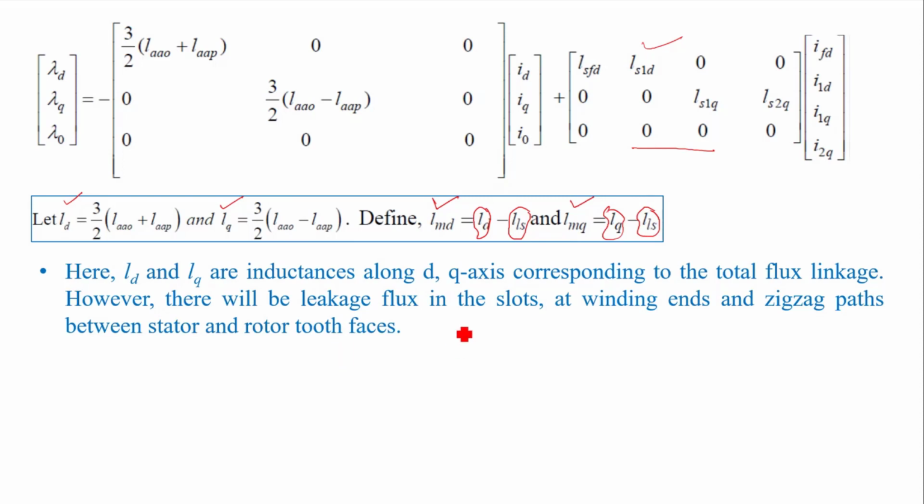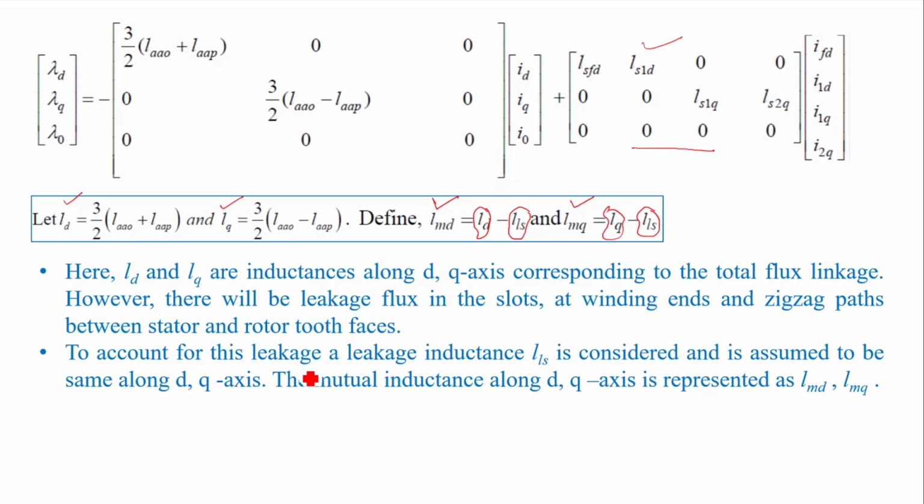However, there will be leakage flux in the slots at winding ends and zigzag paths between stator and rotor tooth faces. To account for this leakage, a leakage inductance LLS is considered and is assumed to be the same along the D and Q axis. The mutual inductance along the D and Q axis is represented as LMD and LMQ.